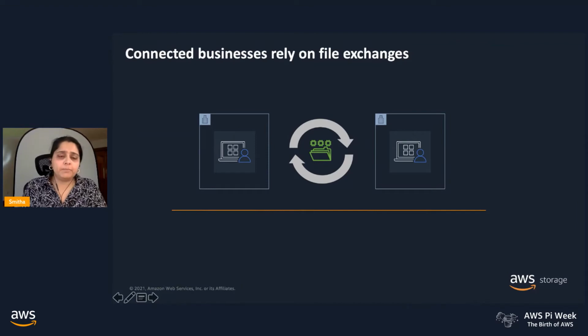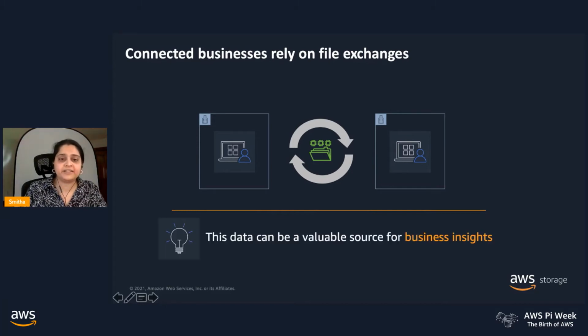So, businesses today are connected, right, globally. And what does that mean, being connected? It means they exchange data with one another, right? Between their different systems, whether the systems are in the cloud or in their on-premises data center or in edge locations. They rely on that data being exchanged at the right time in the right form. And more importantly, this data can be a valuable source for business insights that differentiates them, right?